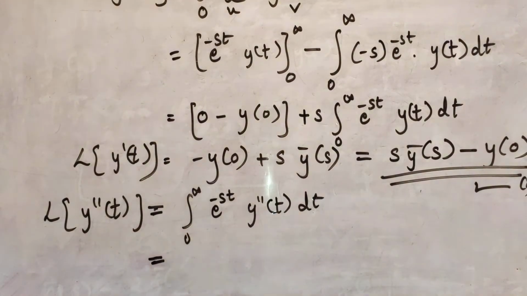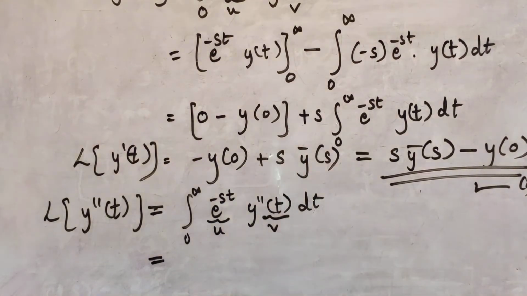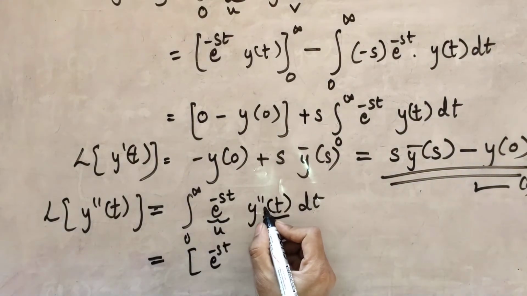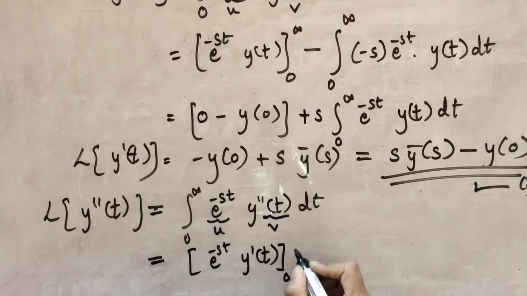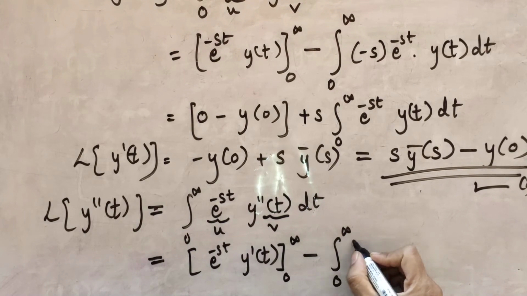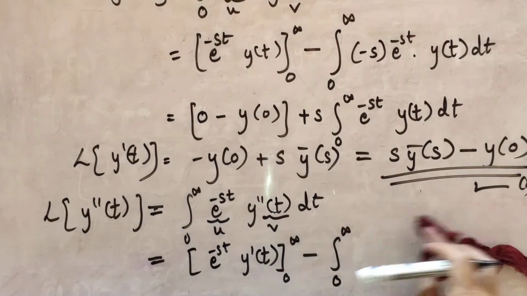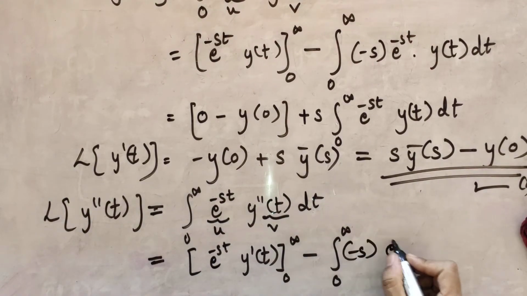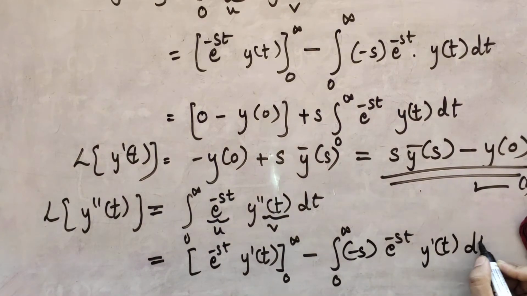So now this will be equal to what? This will be my u, this will be my v. I know the integration of y double dash will simply be y dash. So the bracket will have e to power minus st into integration of y double dash of t, which will be y dash of t, with limits from 0 to infinity, minus under integral sign from 0 to infinity e to the power minus st. Sorry, 1 minute. We are going to write the derivative of u now. So it becomes minus s into e to power minus st into the same thing whatever you had written here, y dash of t dt.